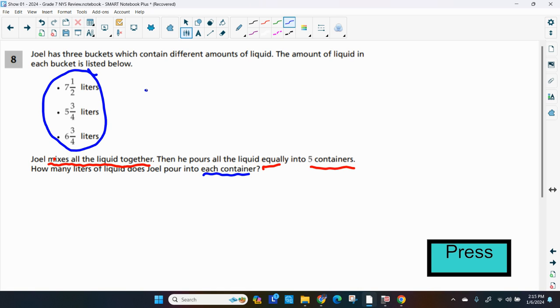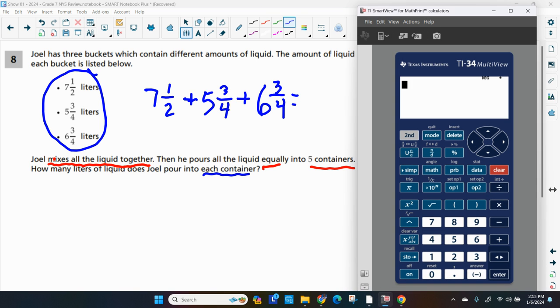So we need to take all of those liters and put them all together, or another way of saying that is add them up. So I'm going to get my calculator and add up all of these different fractions. I have a different calculator than you do. The TI-34 is a good one, and Amazon is usually a good place to look.